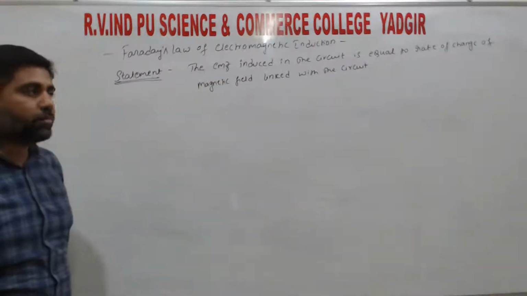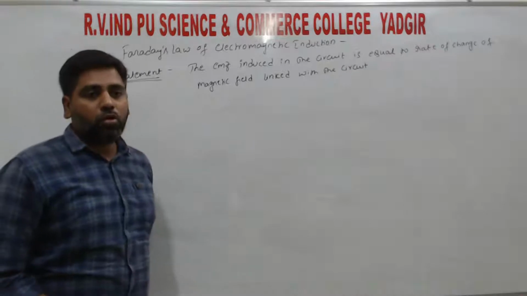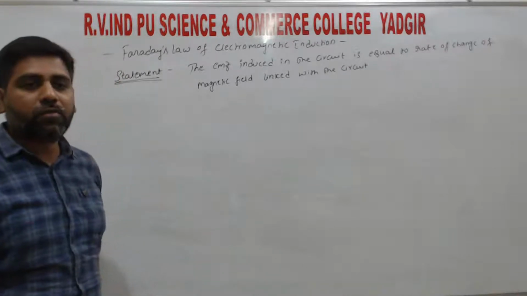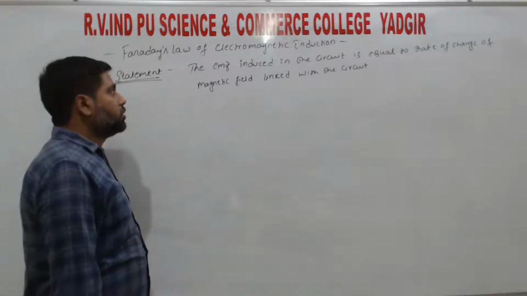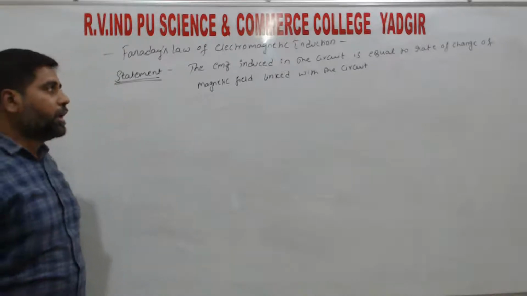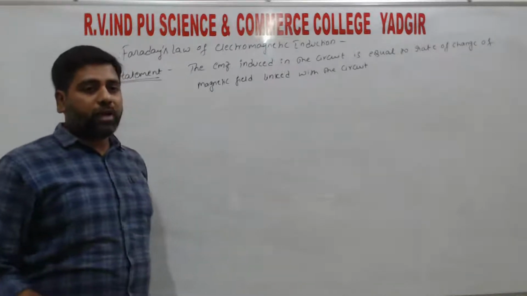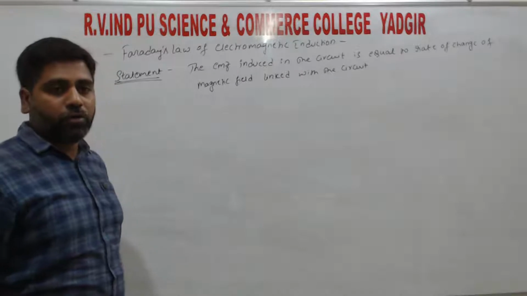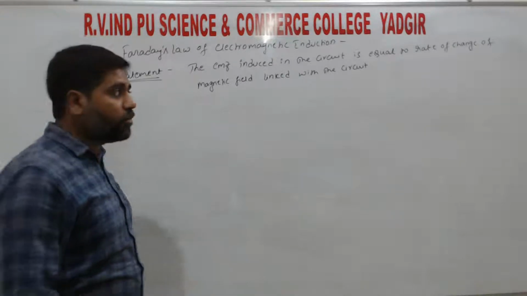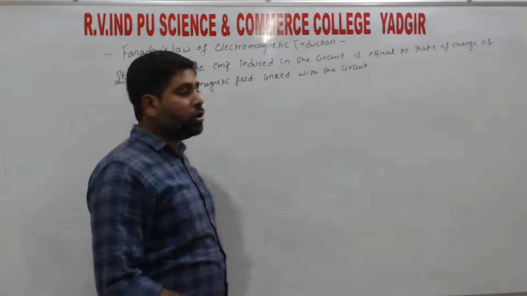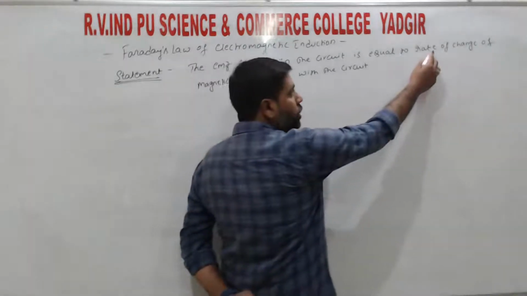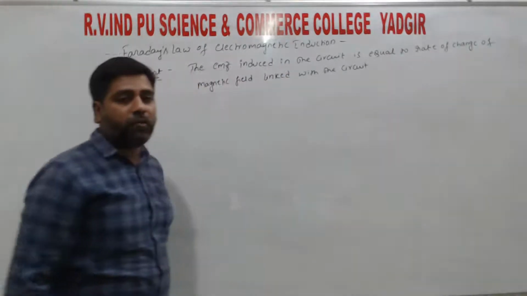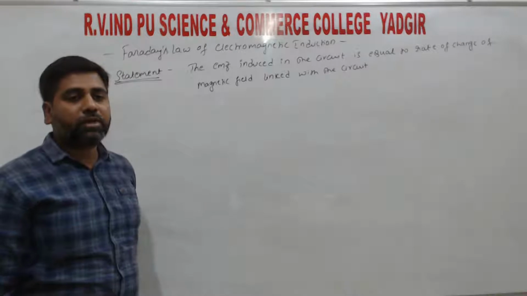So the last concept we have taken as the loop, or we can consider that as the circuit, right? So the statement is: EMF induced in the circuit. EMF induced is nothing but EMF produced or EMF generated. So EMF generated in the circuit is equal to the rate of change of magnetic field. Rate of change is nothing but with respect to time.